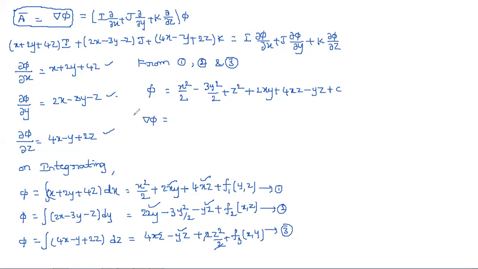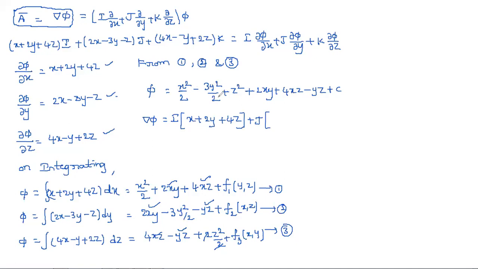So del phi is equal to i into this partial one, plus j into this partial one, plus k into this partial one. So i into, with respect to x, 2x by 2 is nothing but x, so the 2 cancels. This is 0, this is 0. And here what will we get? 2y plus 4z, right? Plus 4z. Got it?